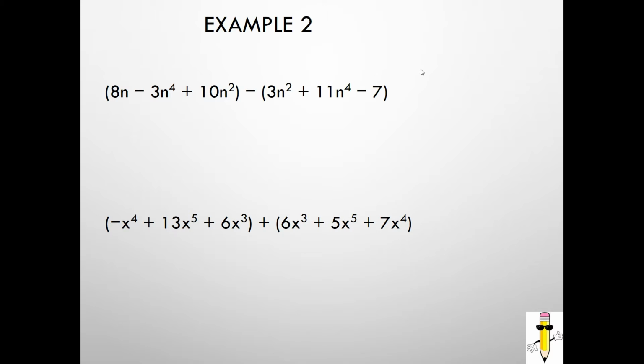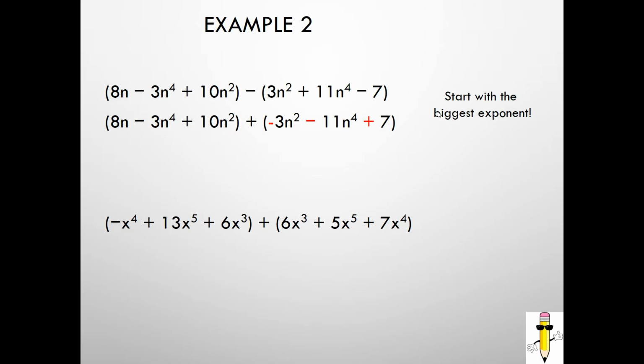And you should have something that looks roughly like this. So this became a negative, that became a negative, and then this 7 became a positive. Again, negative times negative is positive. When we combine them together, we get negative 14n to the 4th plus 7n squared plus 8n plus 7. And I want you to see how it says start with the biggest exponent. This goes back to the standard form. These always need to be in standard form.